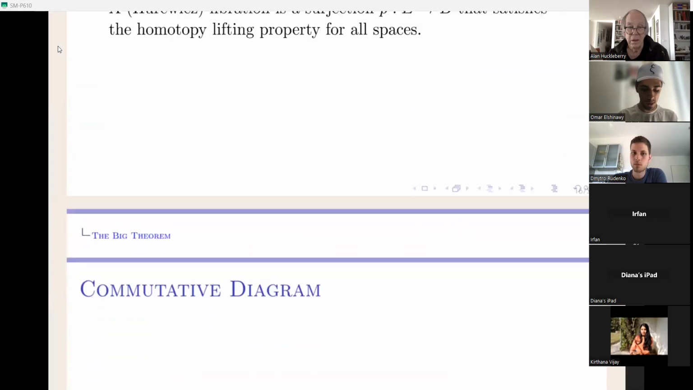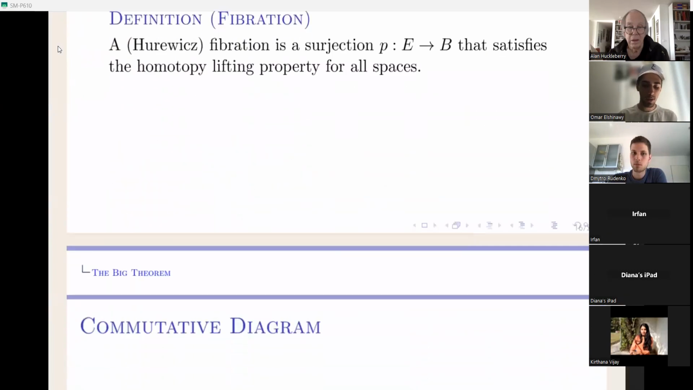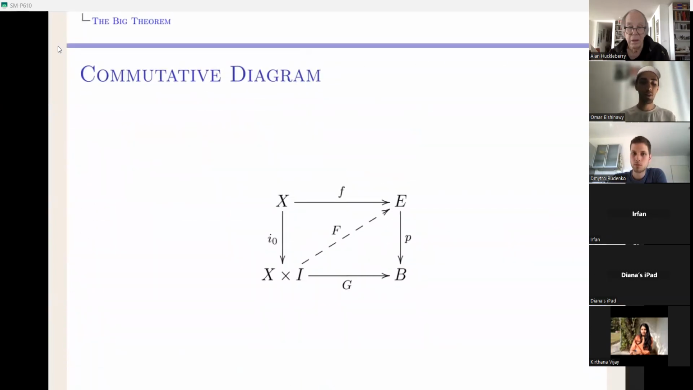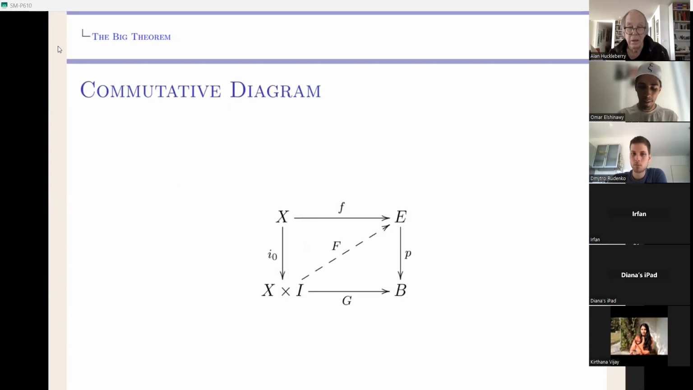I think I'm missing a slide. Yes. Okay. So I wanted the commutative diagram first. So I'll just pretend you didn't see that.